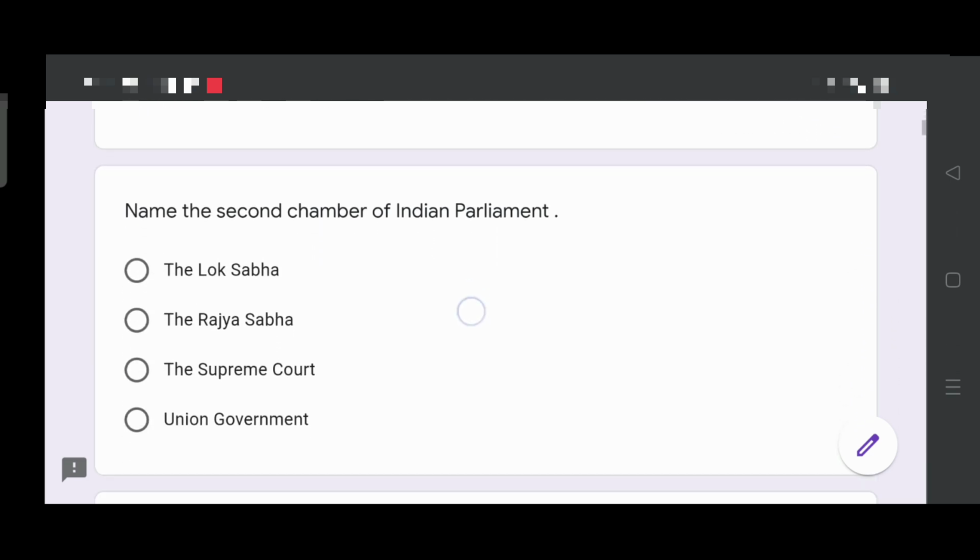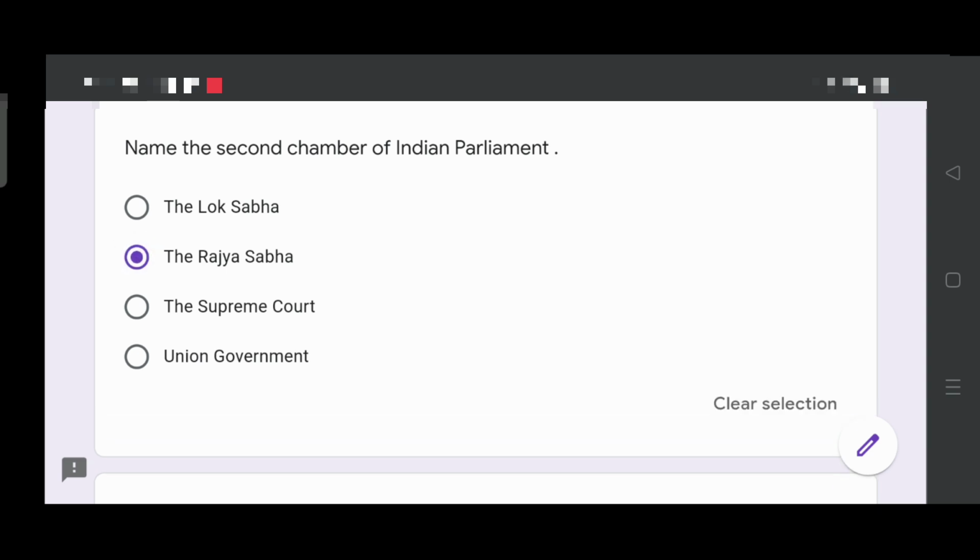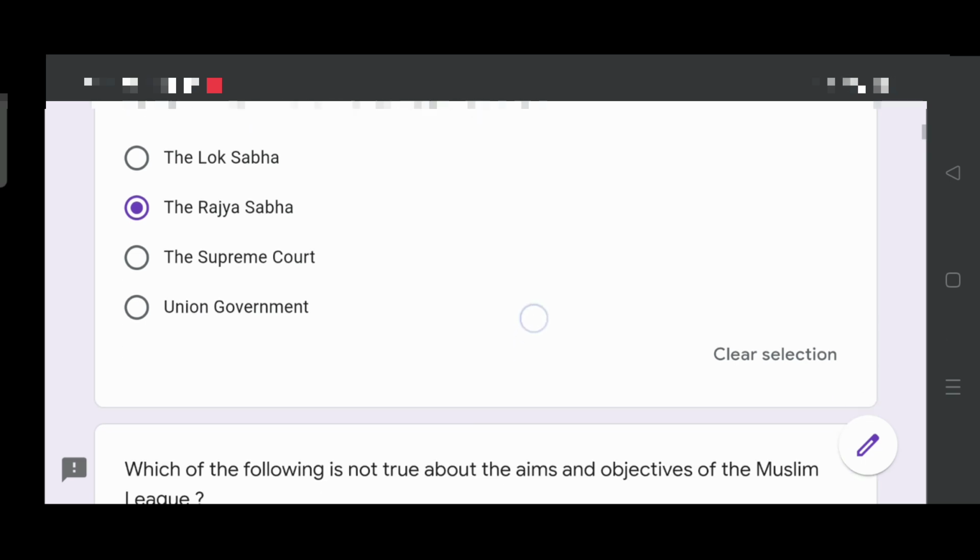The next question: name the second chamber of Indian Parliament. The Lok Sabha, the Rajya Sabha, the Supreme Court or Union Government. What is the right answer? There are 4 options. Second chamber of the Indian Parliament. The Lok Sabha, the Rajya Sabha, the Supreme Court or the Union Parliament. Well, Rajya Sabha is the second chamber of Indian Parliament, so the second option is the right answer.